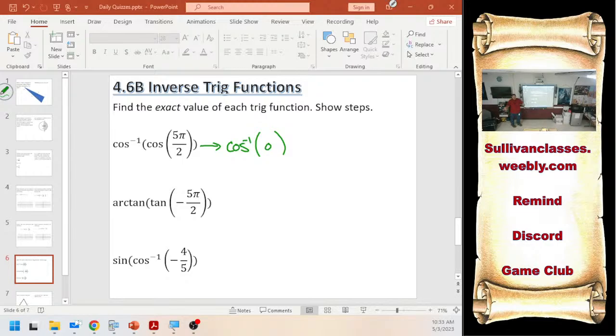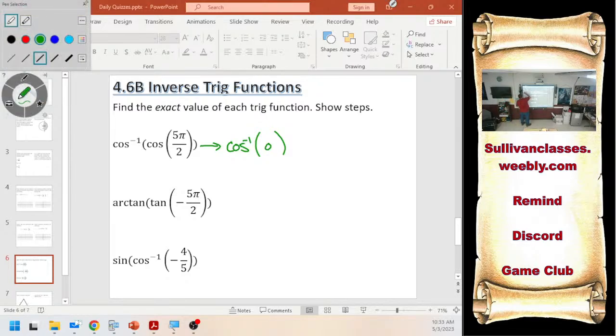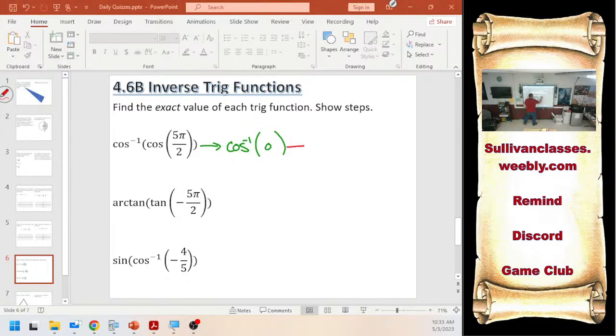We're looking from 0 to pi. Where do I have a cosine value of 0? I can't say 5 pi over 2 because it's not in my range. I have to say pi over 2, which is closer. Okay?